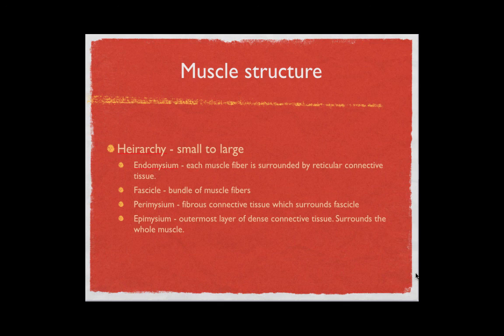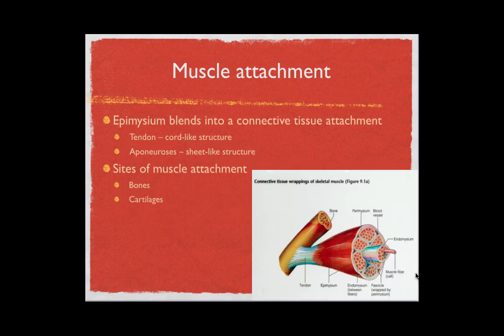Fascicles are then wrapped up in another layer of connective tissue known as perimysium. And when you have a bunch of fascicles, they're going to be all wrapped together inside of an epimysium to make the whole muscle. So let's go back to the diagram, and you can see where those connective tissues are.